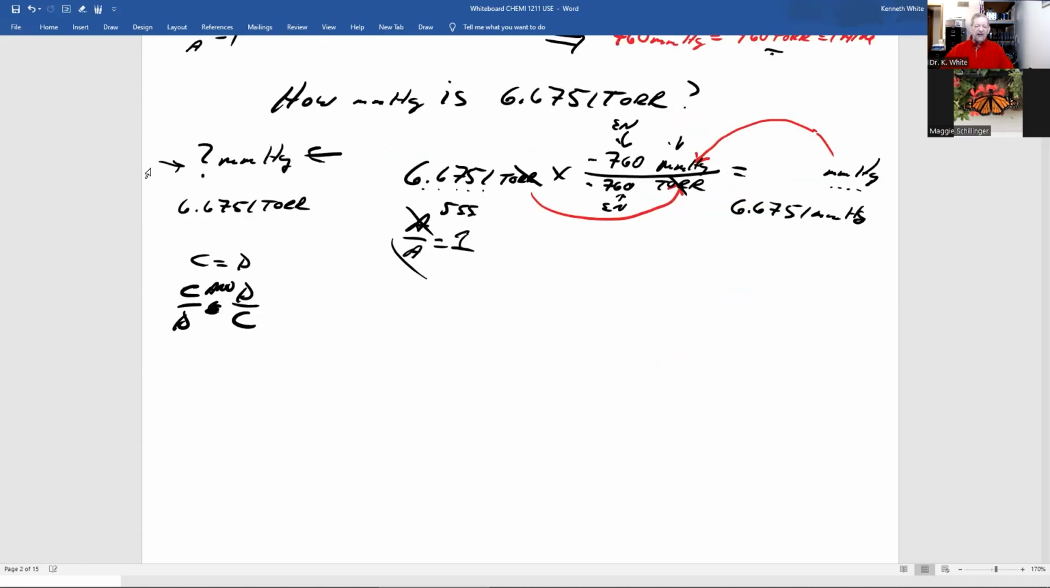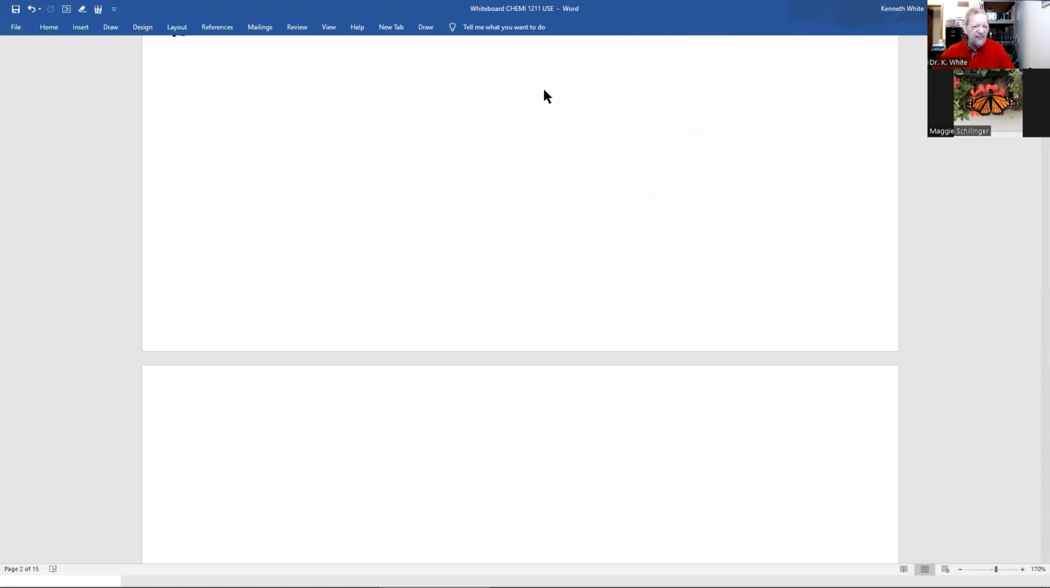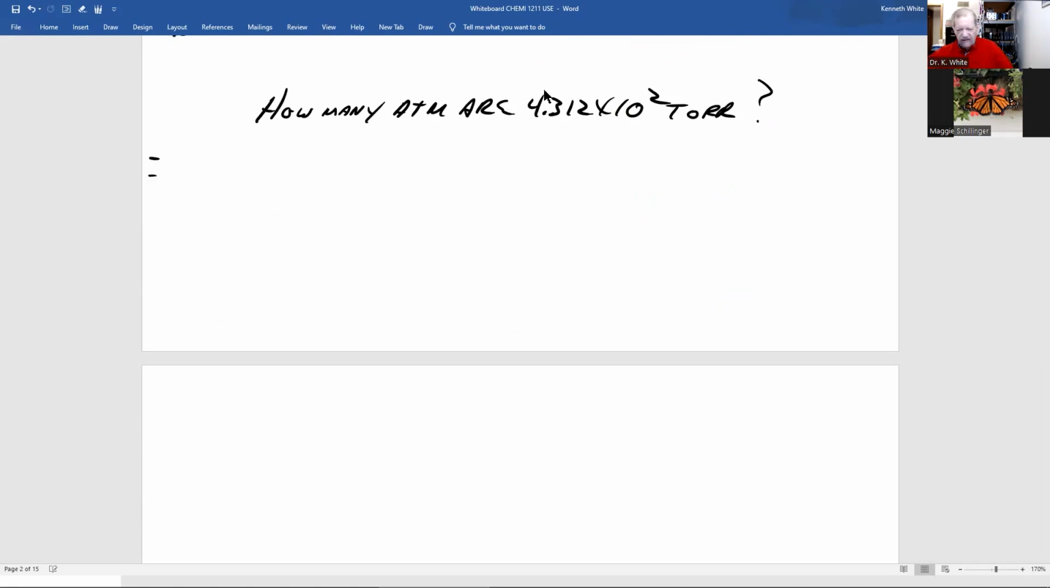All right, let's have some more fun with this. And let's do the following. All right, let's take a look at this. How many atmospheres are 4.312 times 10 squared torr? So I'm going to let you do part of it on your own. What are you being asked to find? What are you given? Your turn.